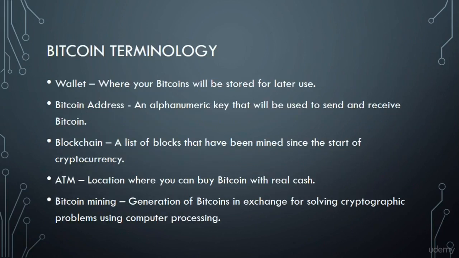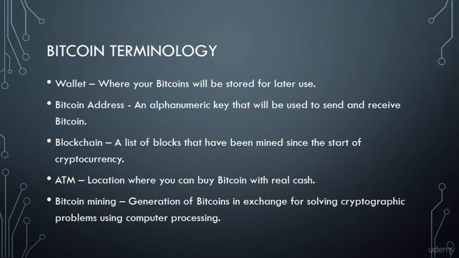Now let's look at some basic Bitcoin terminology. You might have heard of some of these terms if you're keen on the whole Bitcoin scene. Firstly, you have your Bitcoin wallet. This is where your Bitcoins will be stored for later use. It's just your virtual wallet where you can store Bitcoins. This is unique to you and it's protected by you. You have a password, and you understand that this is your wallet where you can store your Bitcoins. Of course, it's a virtual wallet.